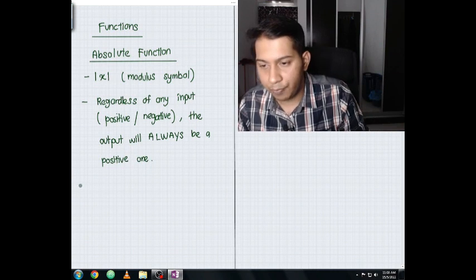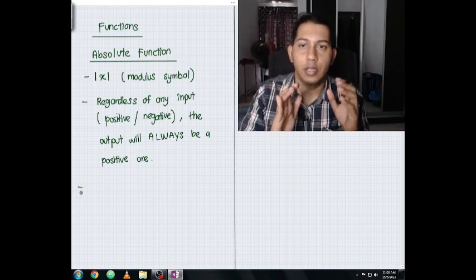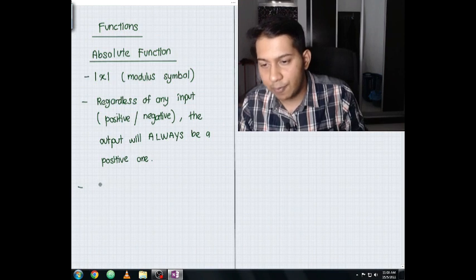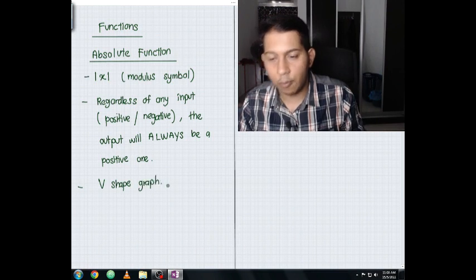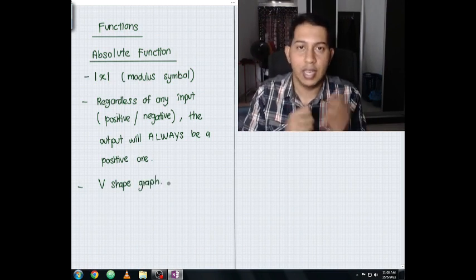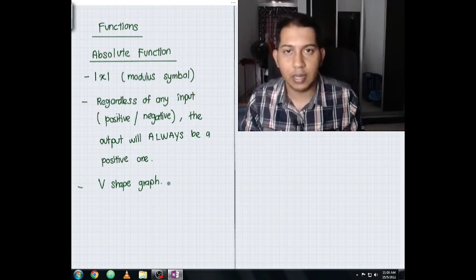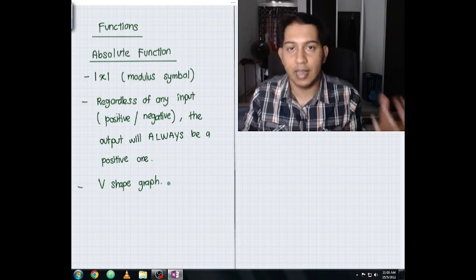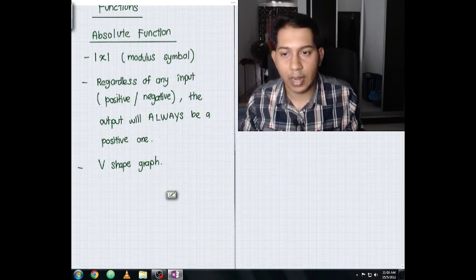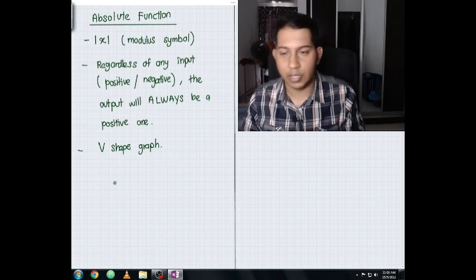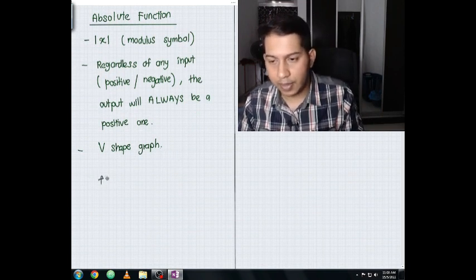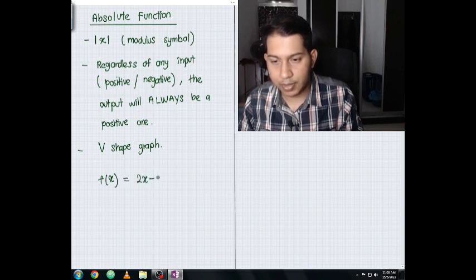Whenever you sketch a graph of an absolute function, you will always have this V-shape graph. These are some of the key properties of absolute functions. Let me give you a simple example of what an absolute function is and how it can look, to give the overall idea. Let's say you have a function f(x) equals 2x minus 6.